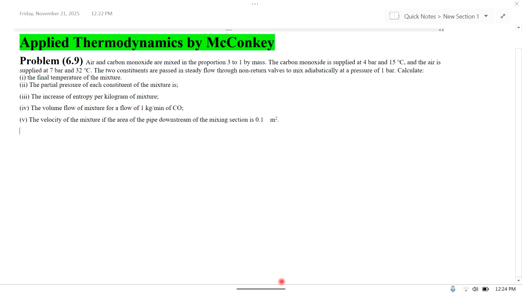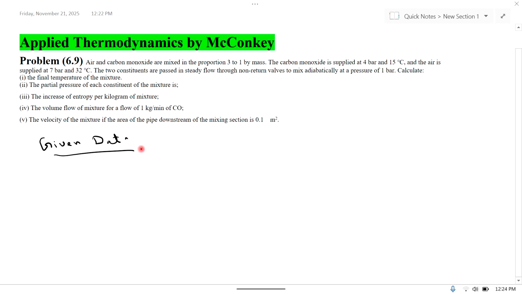Bismillahirrahmanirrahim. In this lecture, I am solving problem 6.9 from the book Applied Thermodynamics by McConkey. The statement of the problem is: air and carbon monoxide are mixed in the proportion 3:1 by mass. The carbon monoxide is supplied at 4 bar and 15 degrees centigrade, and the air is supplied at 7 bar and 32 degrees centigrade. So first I write the given data.